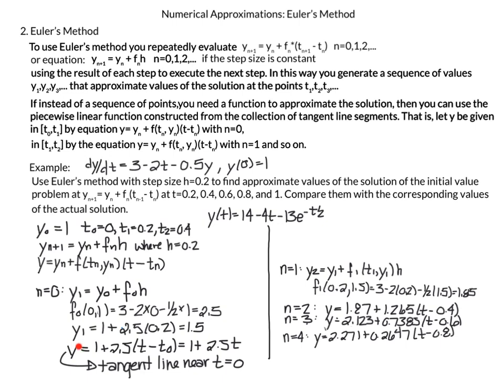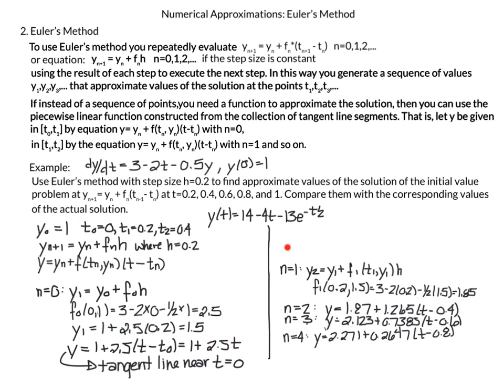Now, if I want the equation of my tangent line near t0, I'm going to use this equation here. So y is going to equal y naught, which again is 1 by my initial condition, plus f naught, which I've just calculated here, 2.5 times t minus tn. So t naught is 0, so I have 1 plus 2.5 times t.